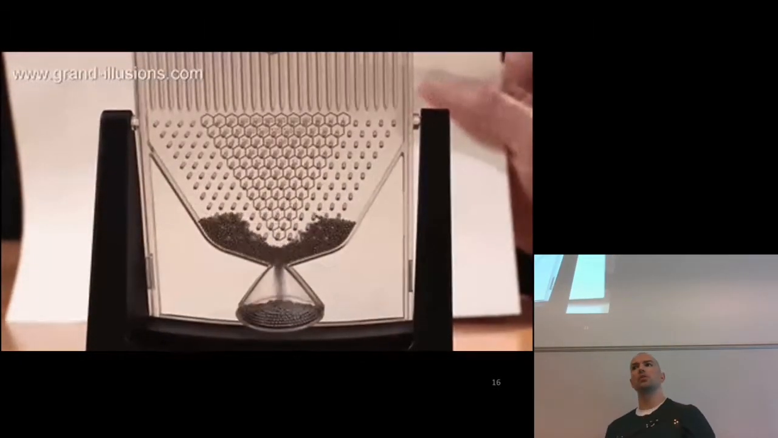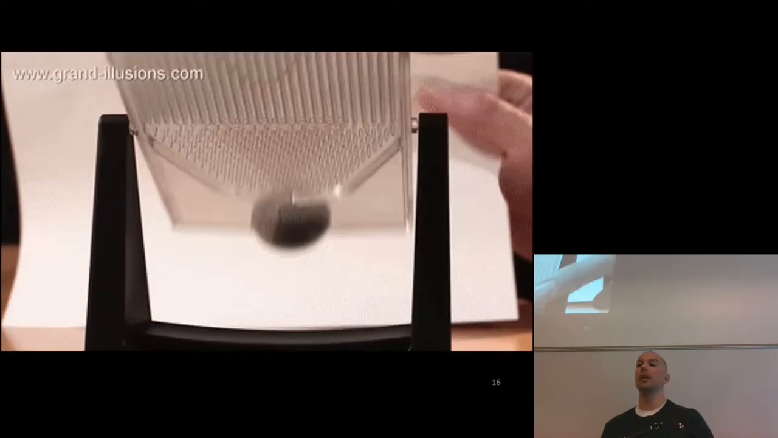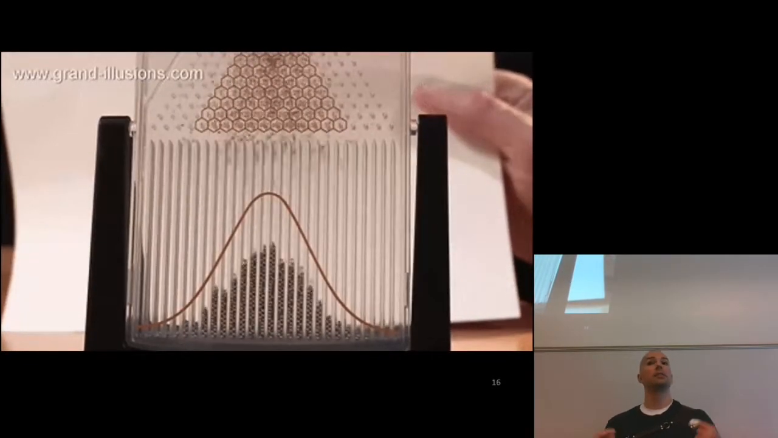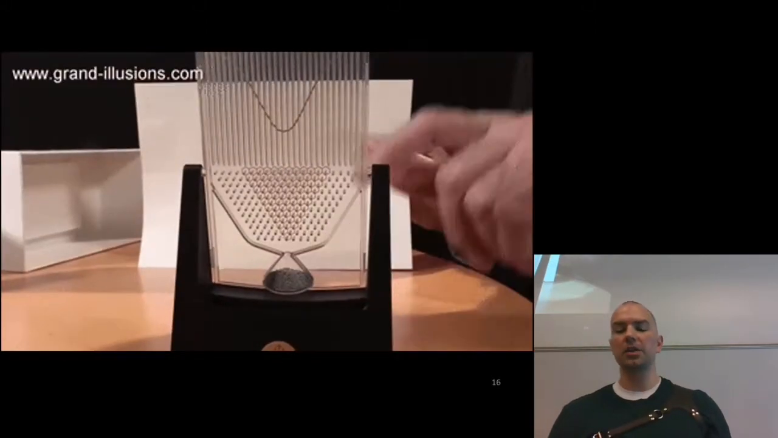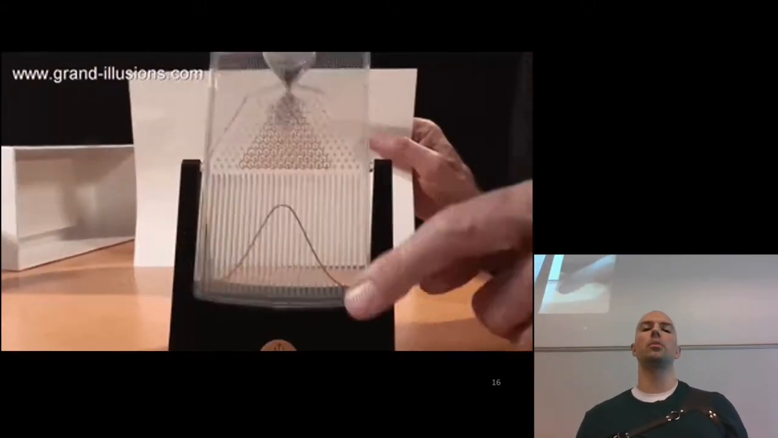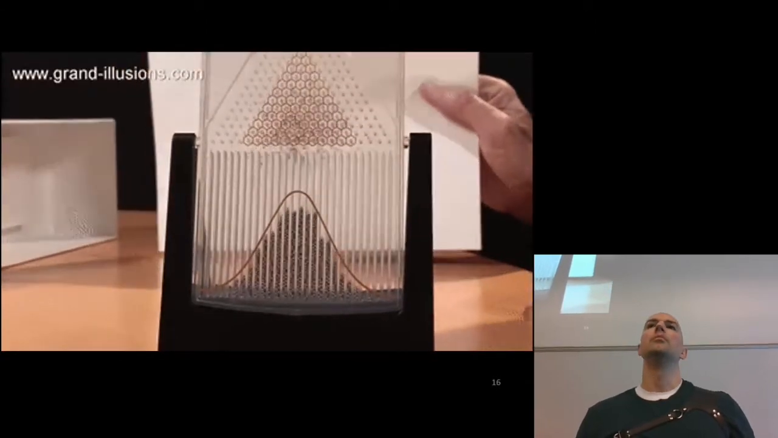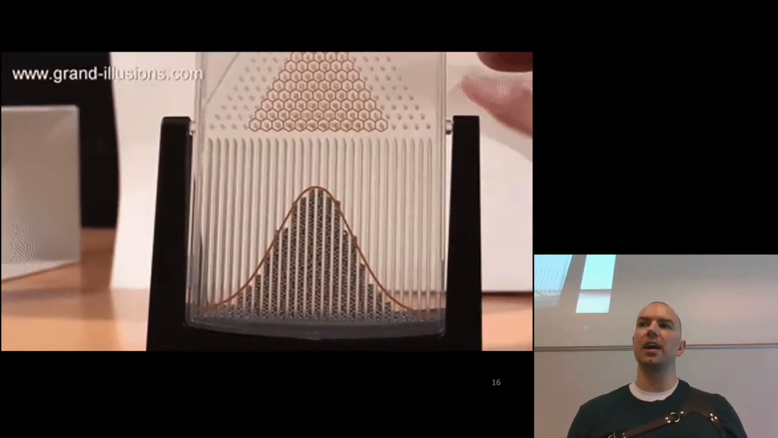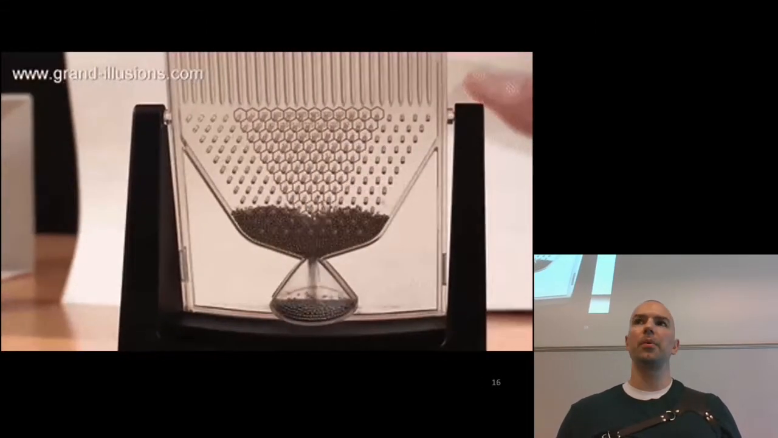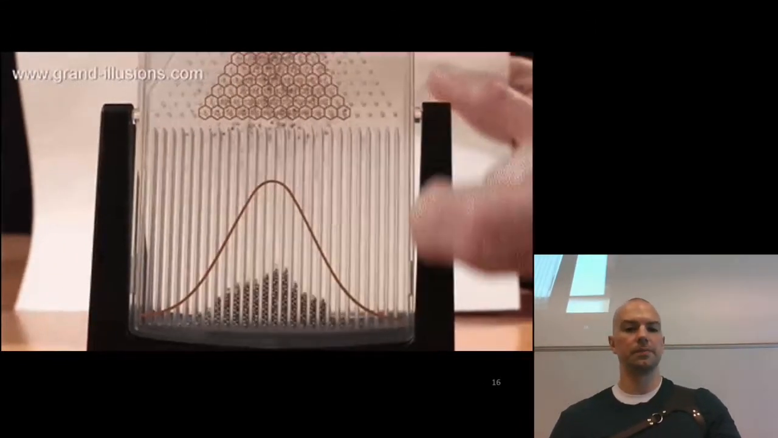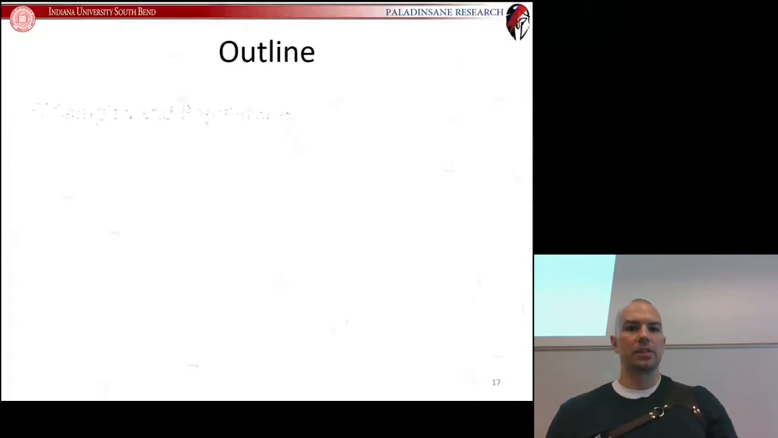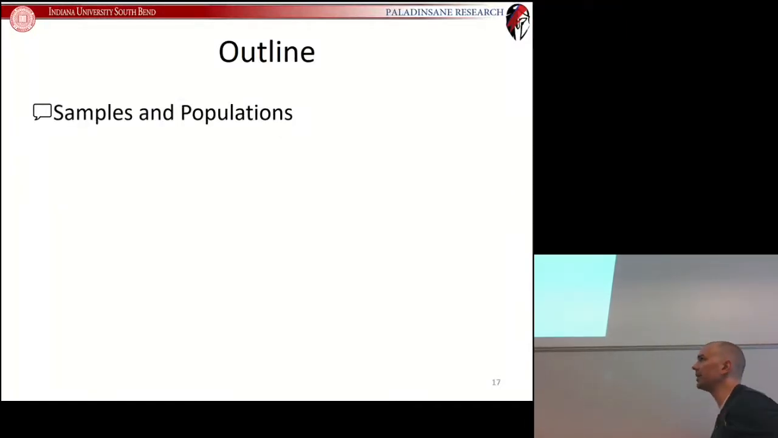Well, the same is true for individuals, and as we're going to see today, the same is also true for samples. So this is a kind of spoiler alert in terms of why the normal distribution is so important, because so many of the things that we study in psychology through the use of samples ensures that we're using a normal distribution. All right, so on that note, we're going to talk about samples and populations.